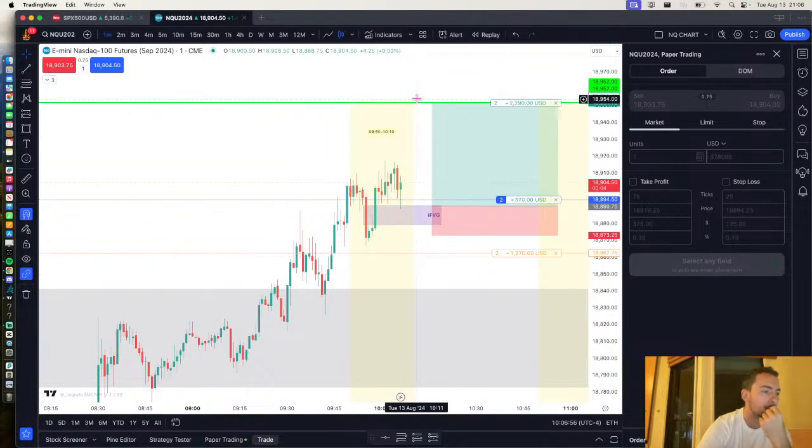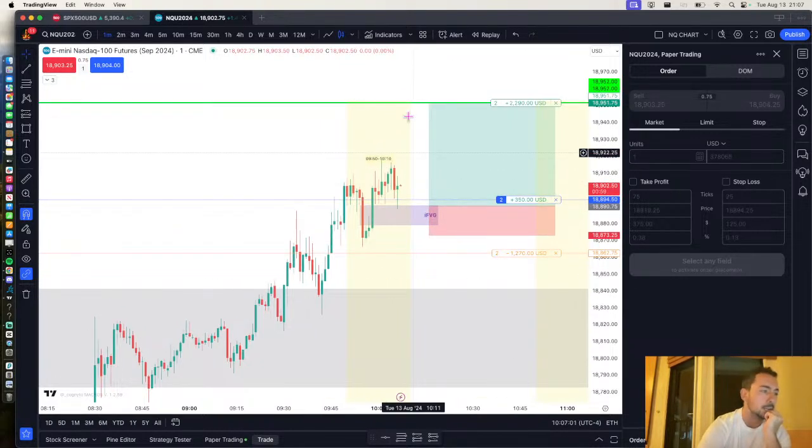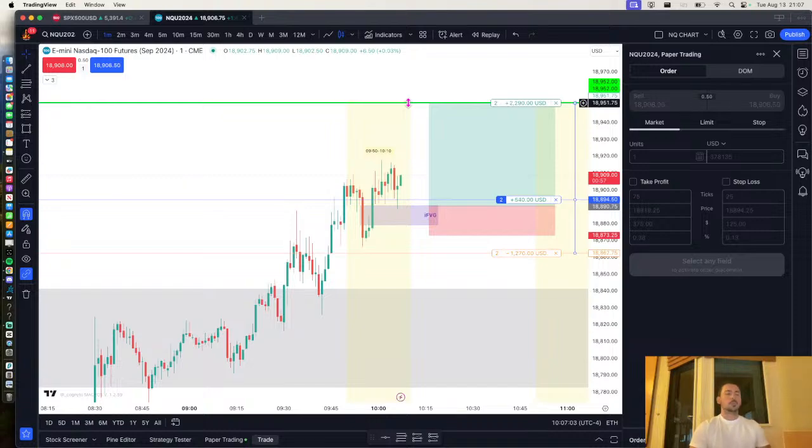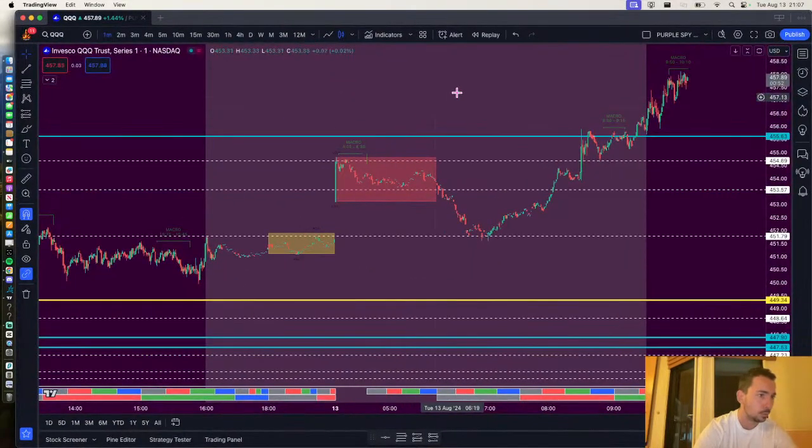This is the draw, in my opinion. I think there might be some difficulty getting to it. They might try and chop us around, but these equal highs formed a long time ago, right? Let me take a look at the rest of the market quick while we're just waiting for that.